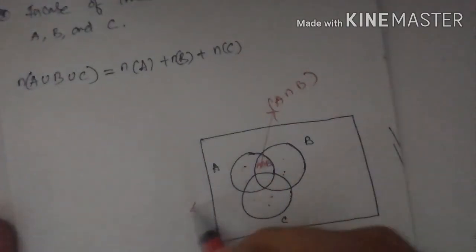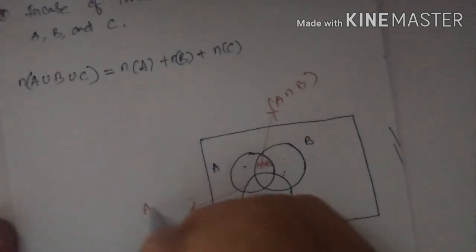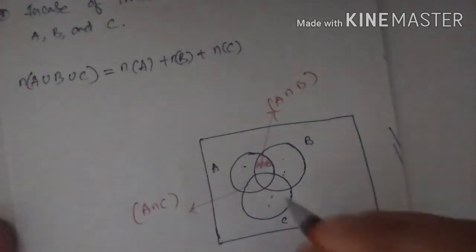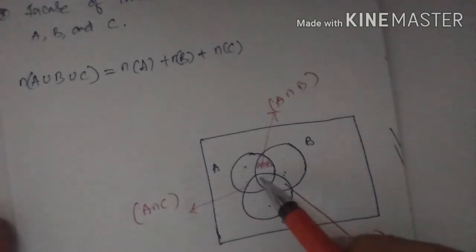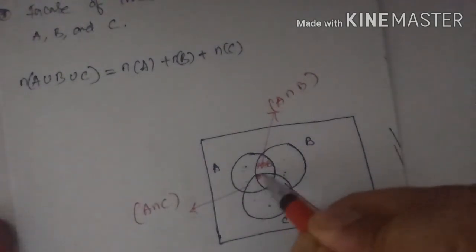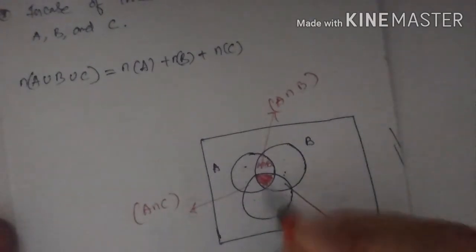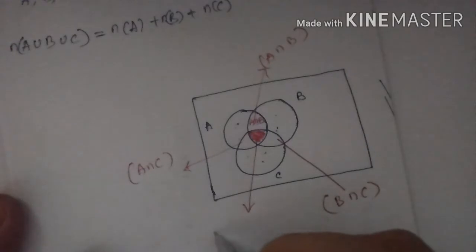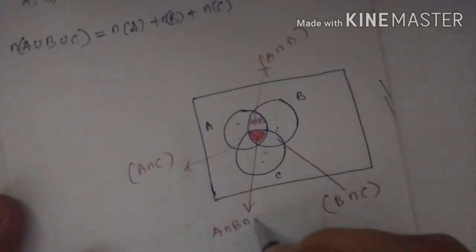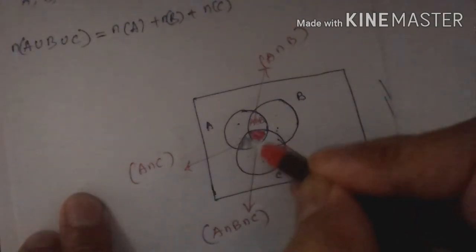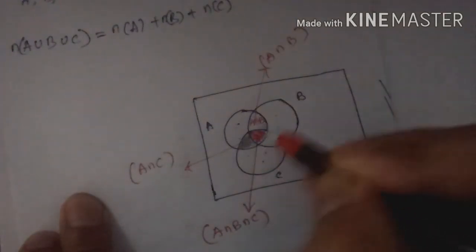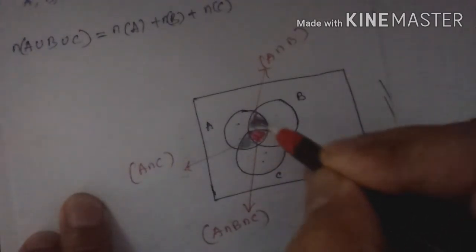Now this portion is A intersection C. Now this portion is B intersection C. Now if you look, this portion is very peculiar in the sense that all the 3 sets intersect in this area. So this portion is called A intersection B intersection C. So if you see, all of these intersections are counted either twice or thrice.